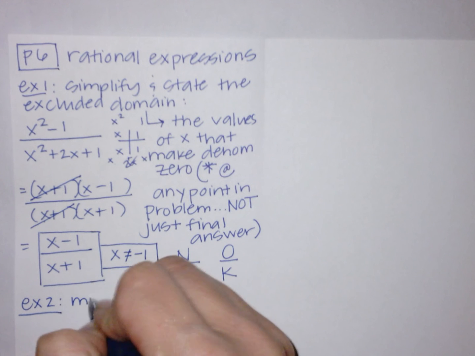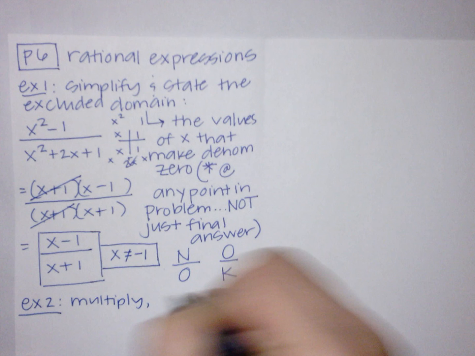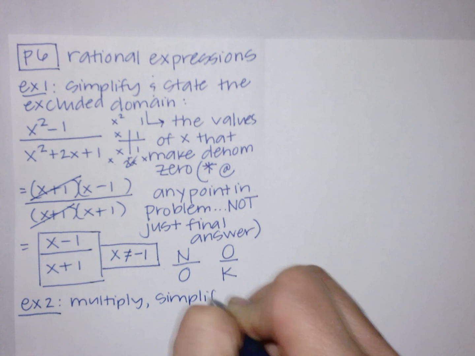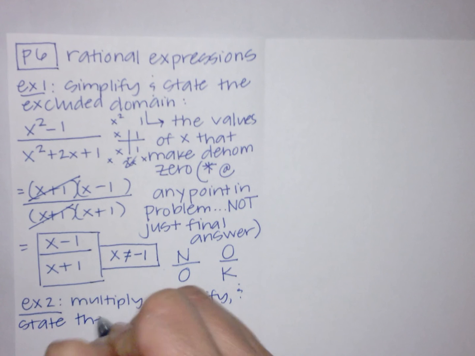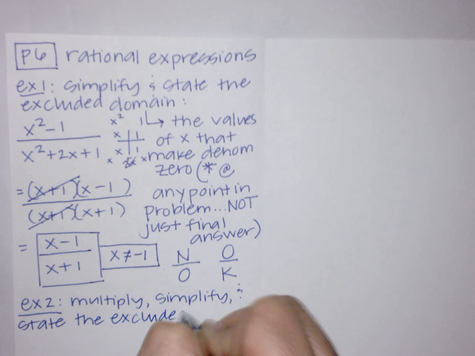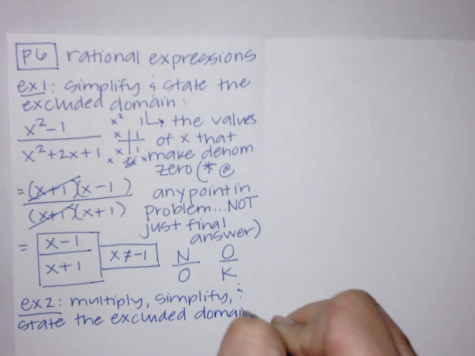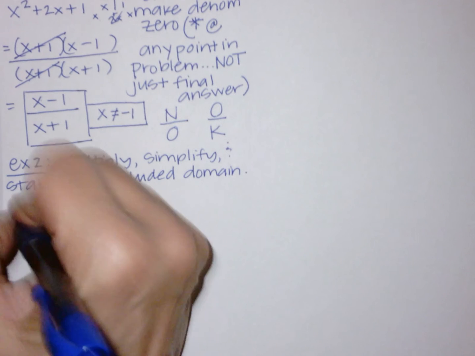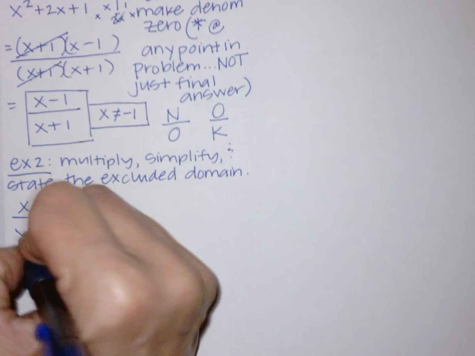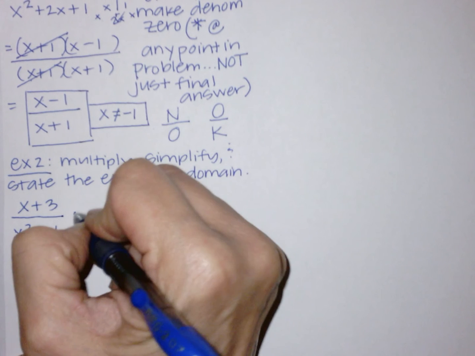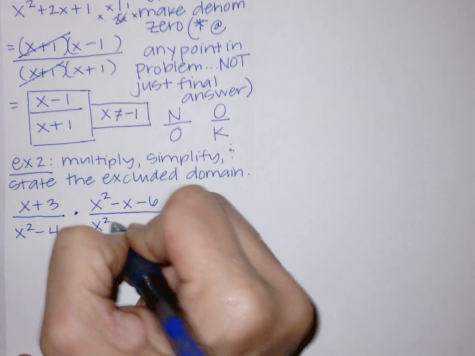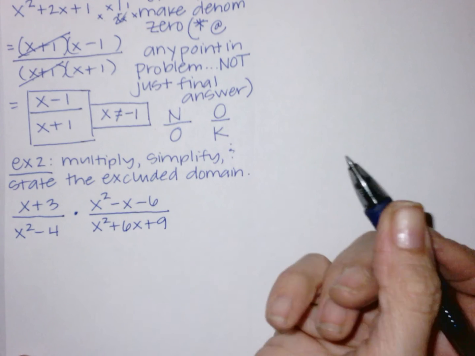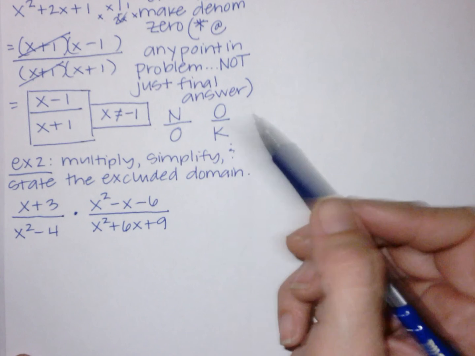Okay, example 2, moving right along, taking it up just a notch. We are going to multiply, simplify, and state the excluded domain. For this problem we have x plus 3 all over x squared minus 4 times x squared minus x minus 6 all over x squared plus 6x plus 9. So the directions say multiply, simplify, and state the excluded domain.